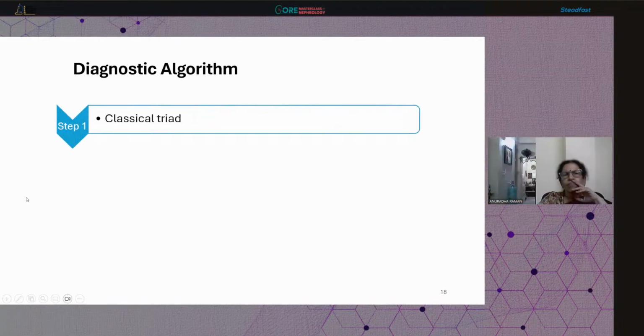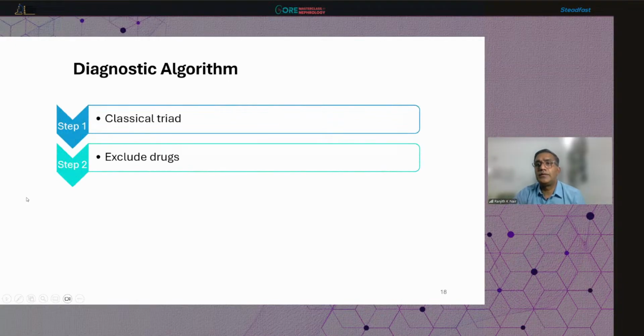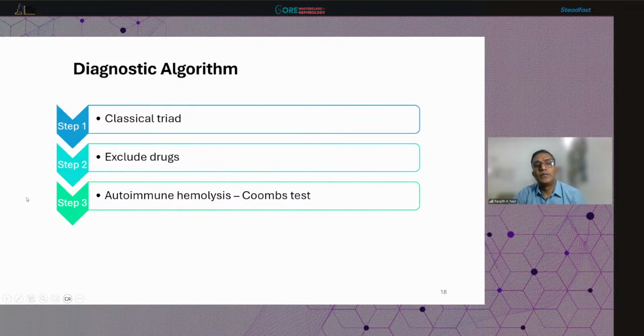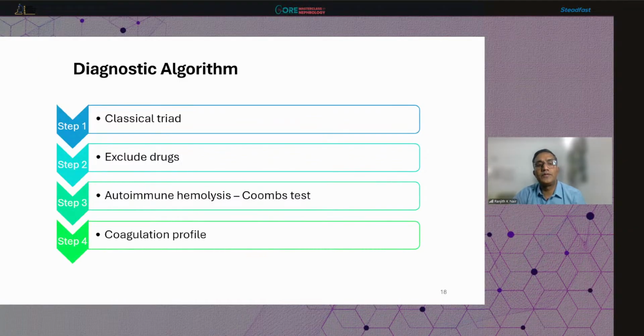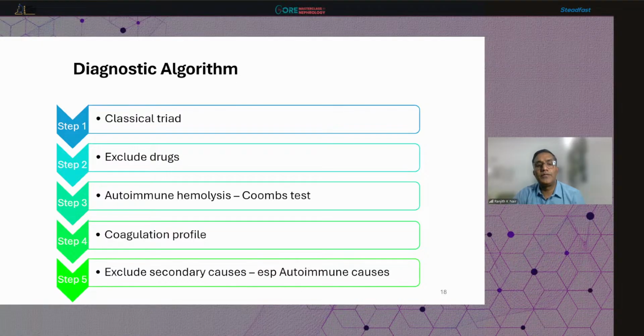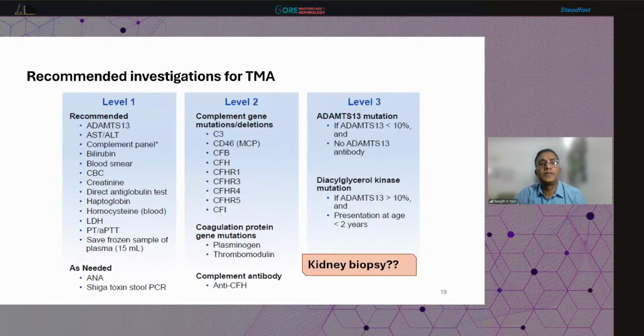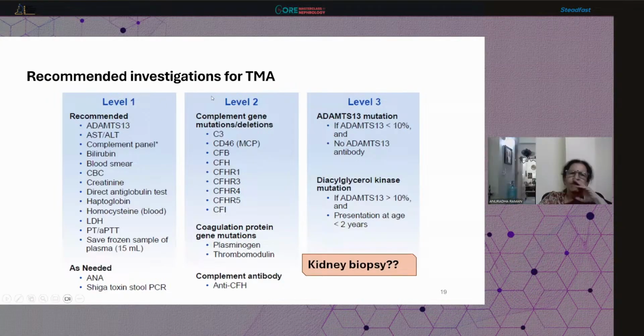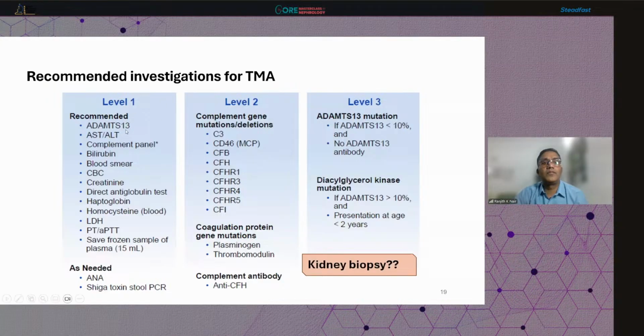So the diagnostic algorithm would be the classic triad: take history to rule out drugs, ensure there is no autoimmune hemolysis, look at the coagulation profile. If all is normal, exclude secondary causes, especially autoimmune causes. Recommended levels of investigation. At level 1, ADAMTS13 should be done, transaminases, the complement panel, blood smear, bilirubin. All these have been done for this patient.